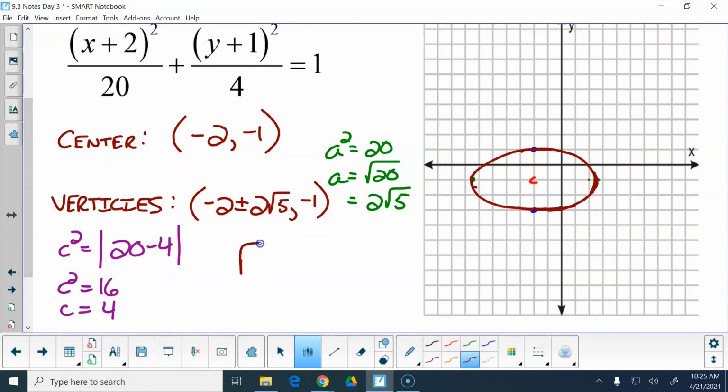So my foci are going to be 4 out. 1, 2, 3, and 4. So there and there. So that would be at -6, comma, -1, and 2, comma, -1. Sometimes the math works out where the foci get to be the nice points instead of the vertices. Okay?